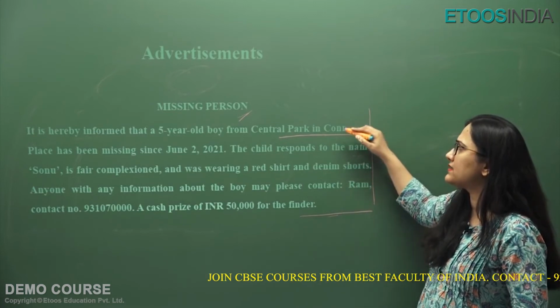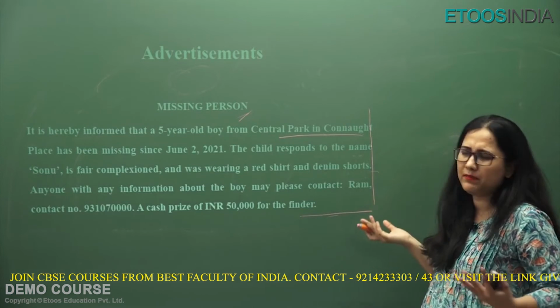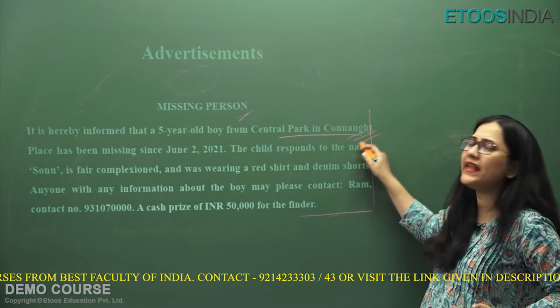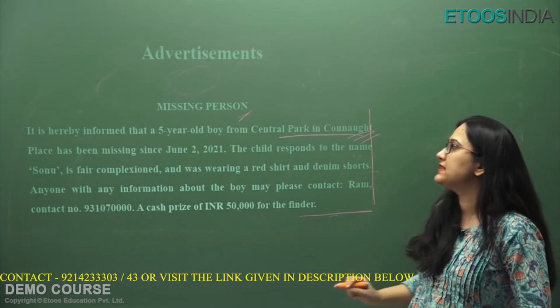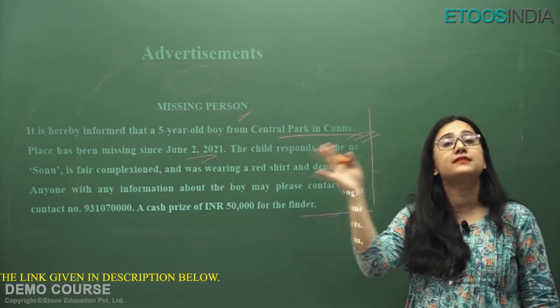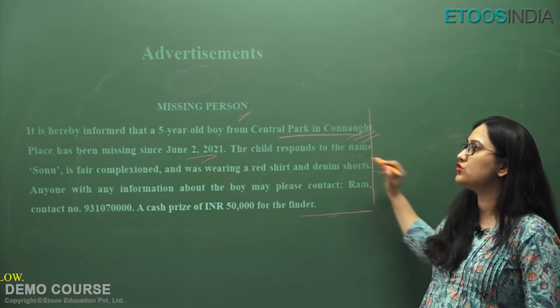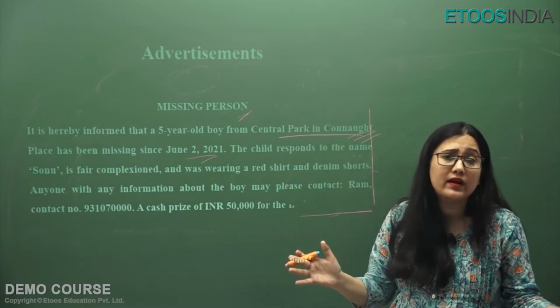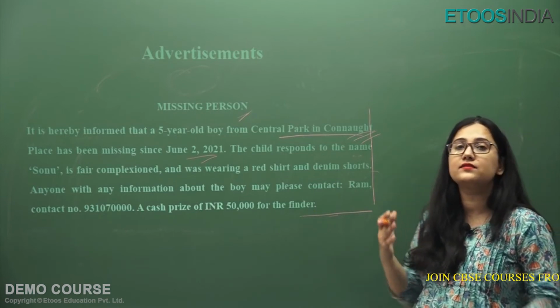And you could write, like sometimes people write, the child went missing from a public park or any place, but they've just given this area, so which is also okay. And he has been missing since June 2, or you can say for the last 3 days since June 2, 2021. The child responds to the name Sonu, it is written in this answer, but you could write XYZ, ABC like this. And the child is fair complexion.